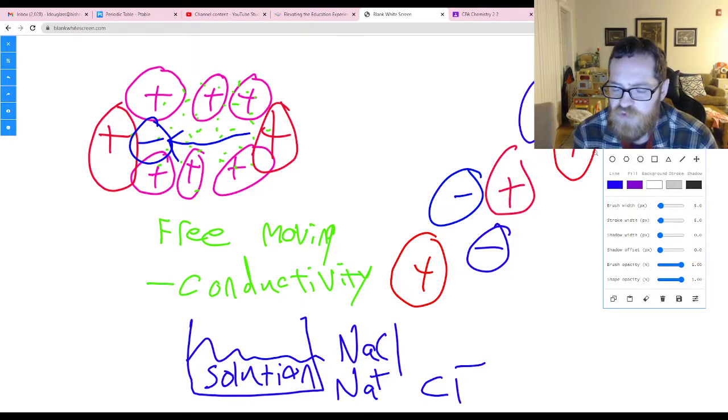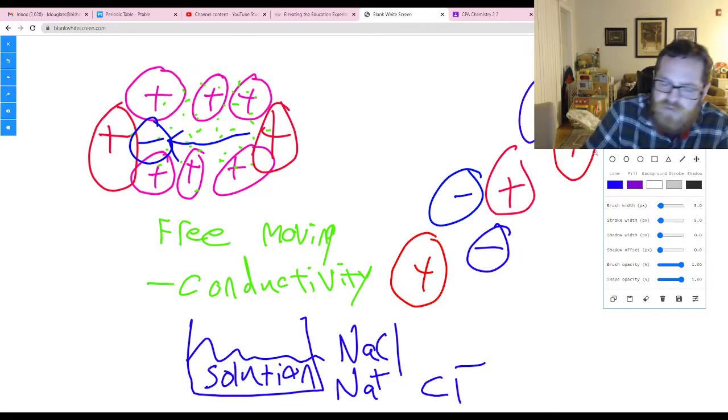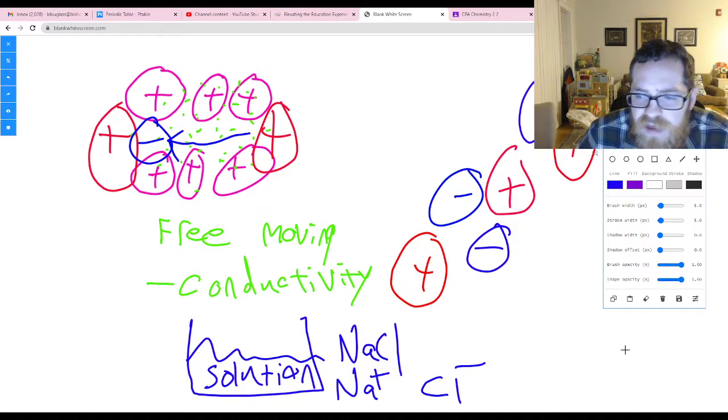So if you try taking physical salt and conducting electricity, it won't work. But if you try dissolving salt in water, it will work. This is actually why pure water does not conduct electricity. Right? It has no charged particles. So pure water will not conduct electricity, but the only way you can really get pure water is in a lab.